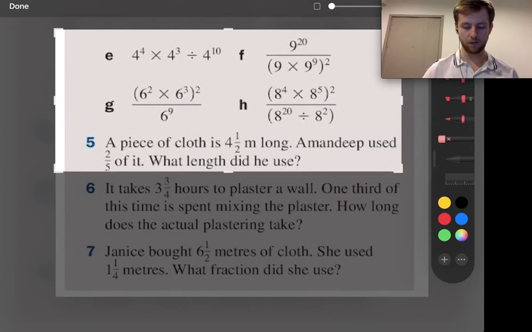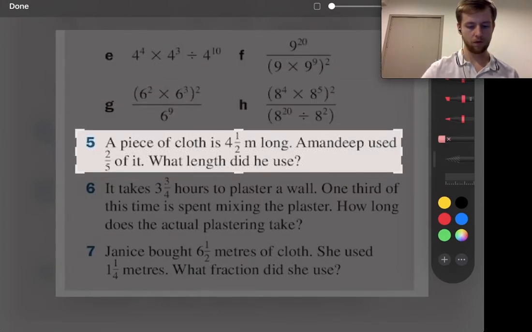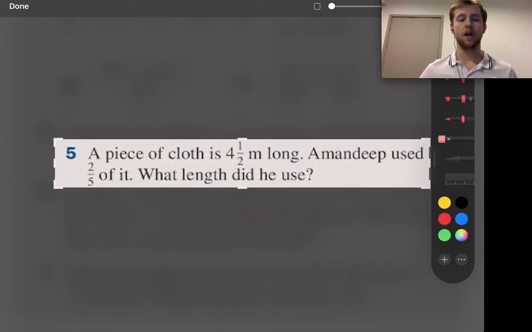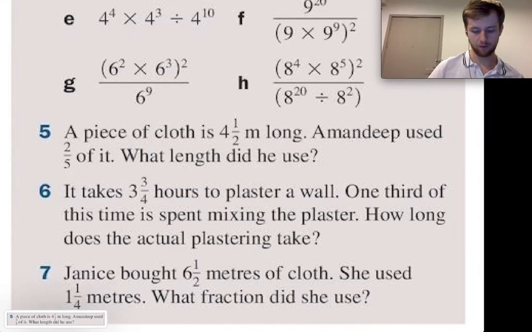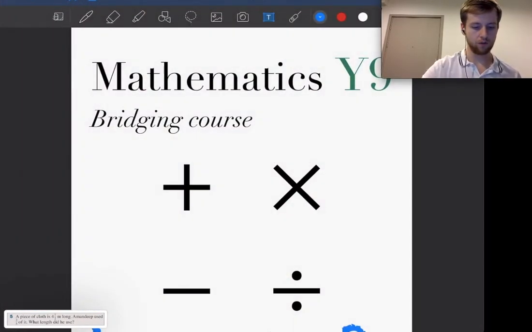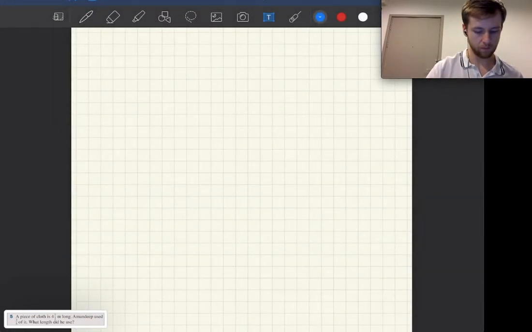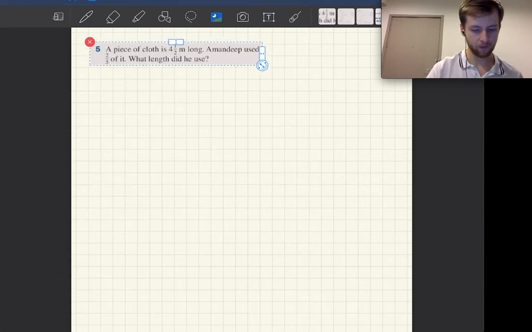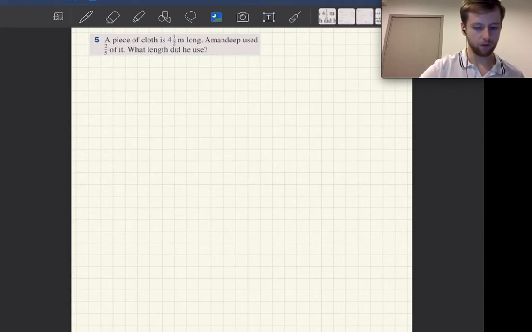Okay, so here in number 5 we have a question: a piece of cloth is 4 1/2 meters long. Amandeep used 2/5 of it. What length did he use? Let's try to do it. So that's number 5.